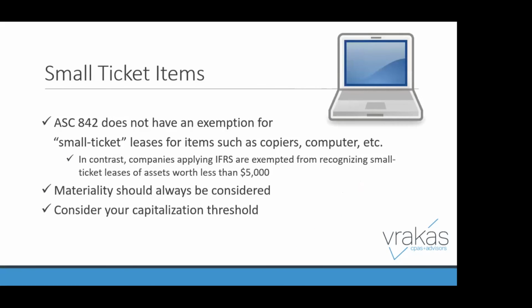Other thing I wanted to point out is that there is no scope exception for small ticket items or immaterial items. Interestingly enough, the international standard does have an exemption for assets less than $5,000. So the FASB standard does not have that exemption. However, we would always say that materiality should be considered, and something that I've heard on a lot of webcasts is, considering your capitalization threshold when you're looking at whether or not you need to capitalize leases for smaller items.